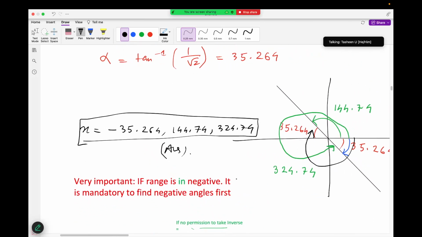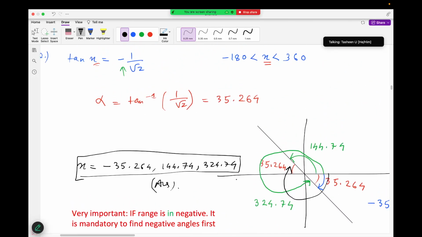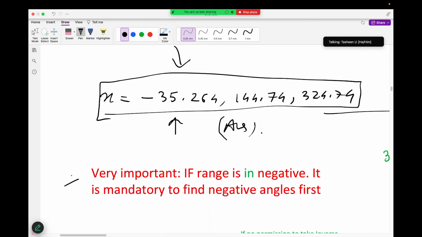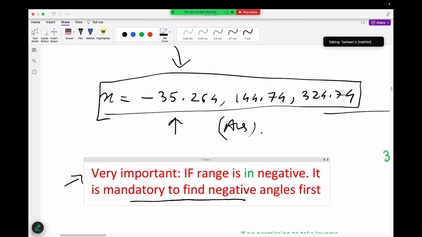And we write our final answer by first writing the negative angles. So please note this very important thing. If the range is in negative, it is mandatory to first find negative angles, because we give our final answer in ascending order, from small value to large value. So first calculate all the negative angles and then go to the positive side.